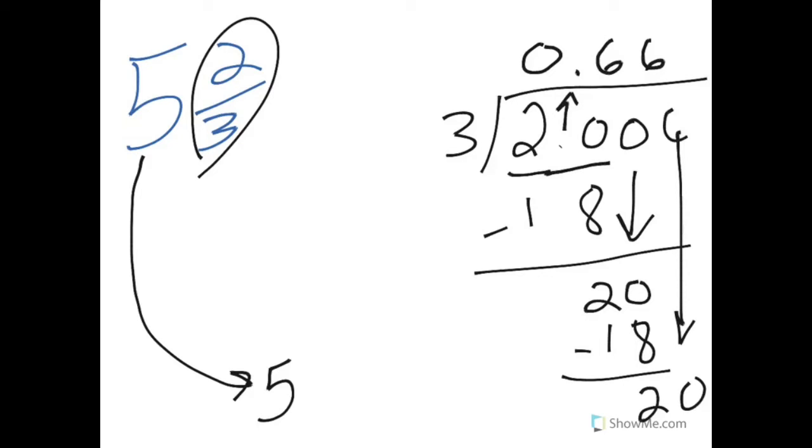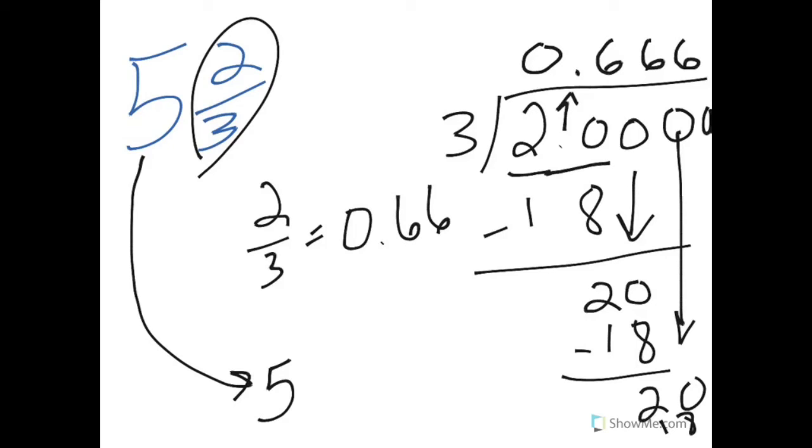I know I don't have it written here, but you know we can add as many zeros as we need to. Since there is a remainder, I bring another 0 down. 3 goes into 20. 6 times. Okay, are we starting to see a pattern? This is what's called a repeating decimal. 2/3 is equal to 0.66. And I could write a bunch more 6s because it would just keep going on.